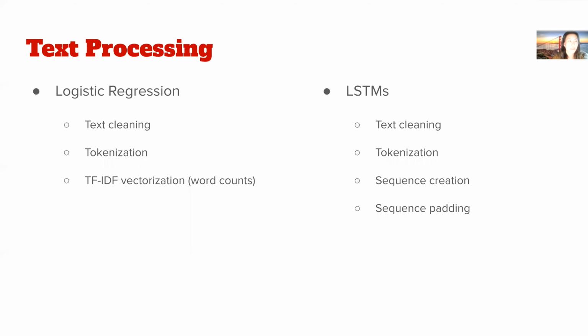Before I could feed the data into my models, I had to do some text processing to get it into the correct format. To start, I created a baseline model of logistic regression on a TF-IDF vectorization, which involves taking the word counts of the words that I'm feeding into the model. The process for the LSTMs is a little bit different. It also involved cleaning the text and tokenizing it. But after tokenization of the words, I created sequences with a max sequence length of 200 per review and padded the sequences in case they were less than 200 words so that each one had the correct length for modeling.